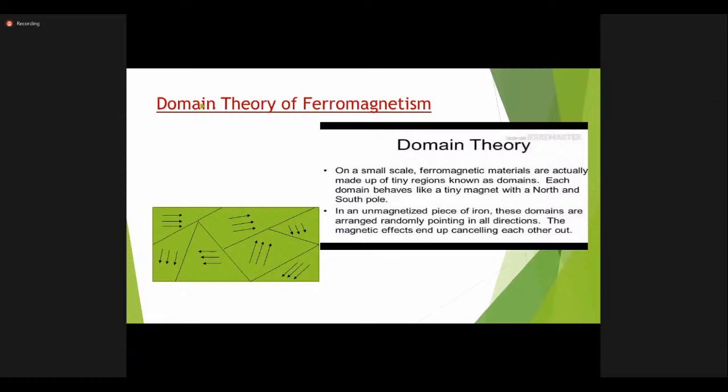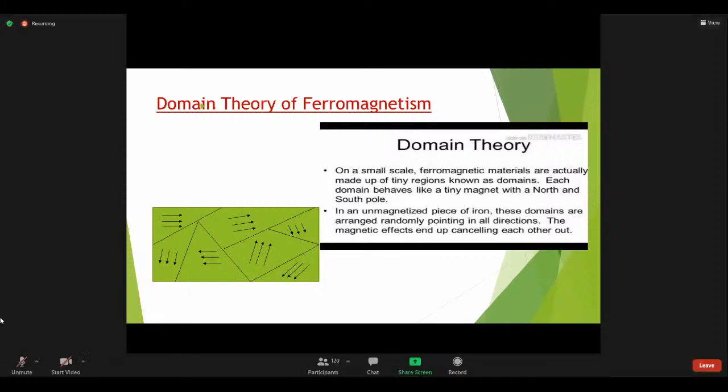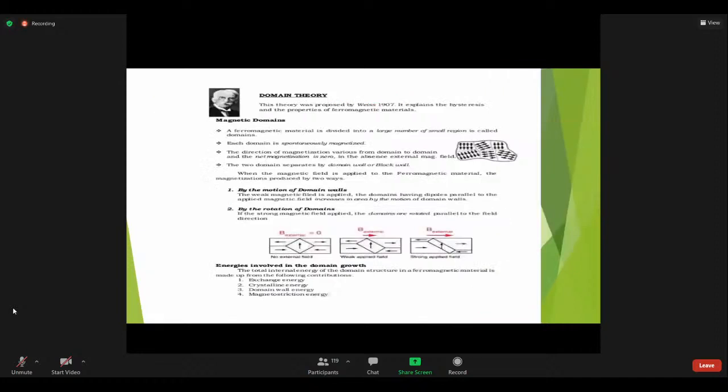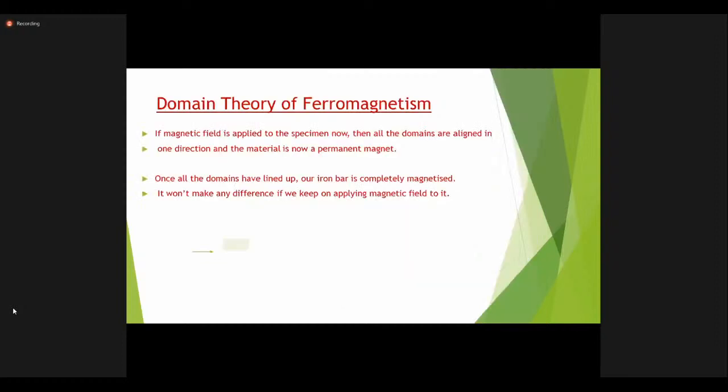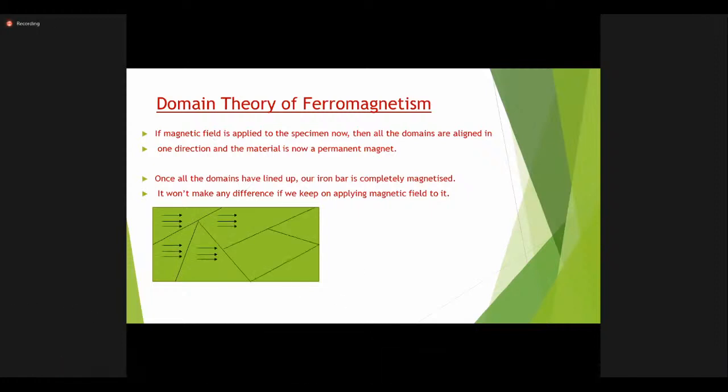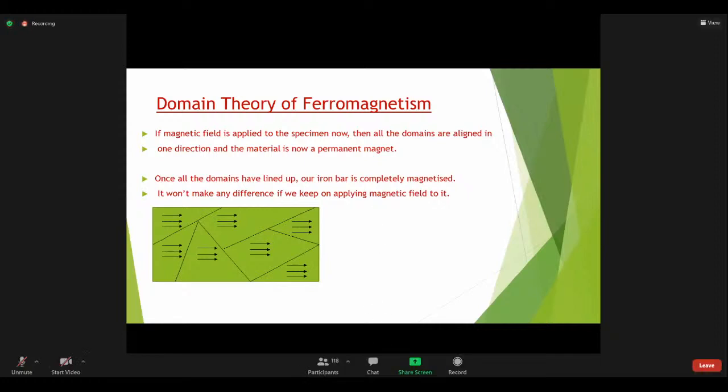And in each domain, there are dipoles present, and they are oriented in different directions. But when you apply an external magnetic field, all the domains will come into one direction. If you apply a magnetic field, all the domains will be aligned in only one direction. Now, the material starts exhibiting permanent magnetic properties.